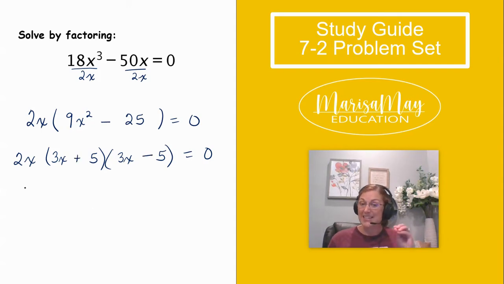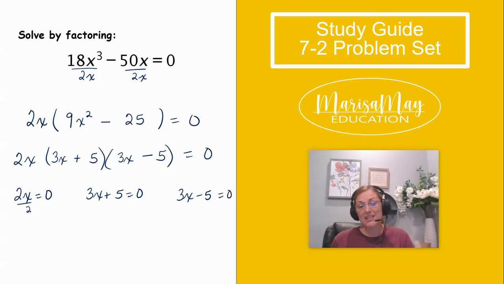Now, to finish up and solve, we have it factored, but now we need to solve. We take each of these and set it equal to 0. So 2x is equal to 0, 3x plus 5 is equal to 0, and 3x minus 5 is equal to 0. So now we solve.